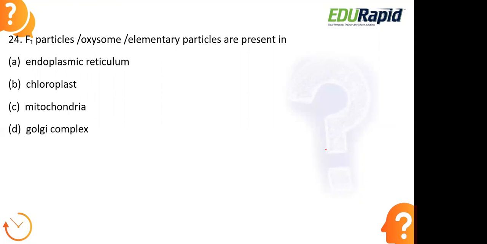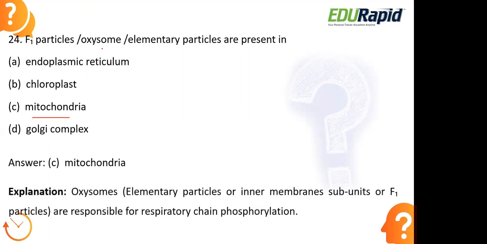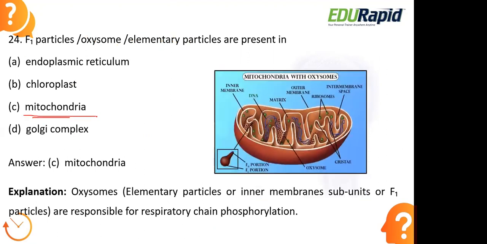Okay, let us look at the answer. The right answer is option C, mitochondria. F1 particles or oxysomes or elementary particles, we can call it by these different names. All of these are usually present in the inner wall of mitochondria. If you look at the structure here, you can see the dotted structure. All of these are oxysomes which are present in the inner wall of the mitochondria.